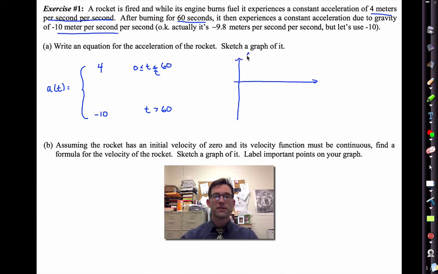So we have acceleration versus time. This is what's called a step function. The acceleration is 4 for the first 60 seconds, and then it goes down to negative 10 from there on out. So that's our acceleration function. It's called a step function, meaning that it stays at a constant, then steps down to another constant. It's kind of cool.